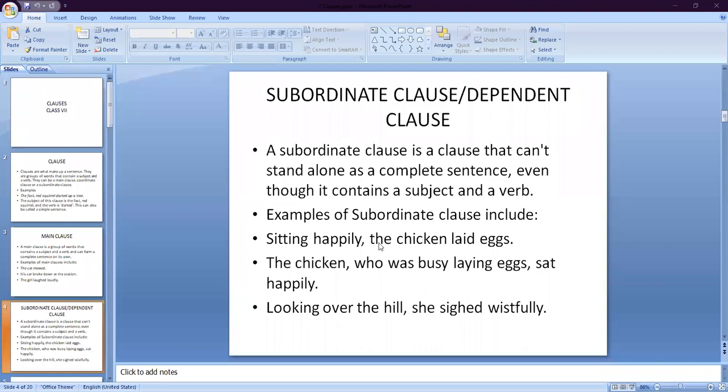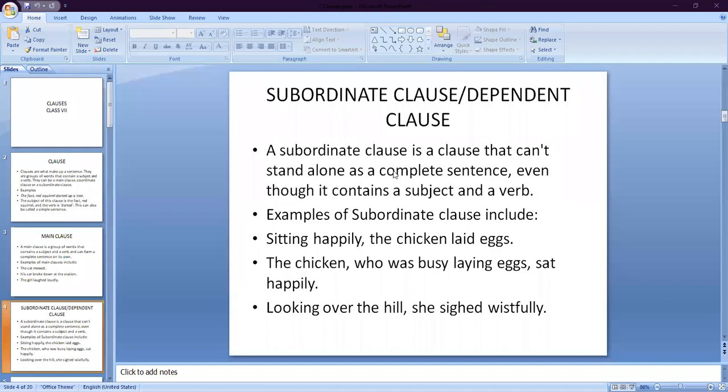Now look at this sentence. Sitting happily, the chicken laid eggs. If "the chicken laid eggs" is removed and "sitting happily" is looked at, the two can form different parts. But in "sitting happily", there is no subject in it, right?